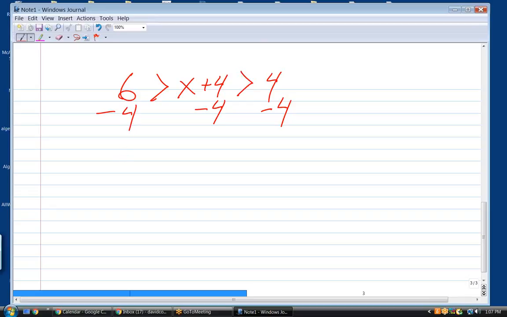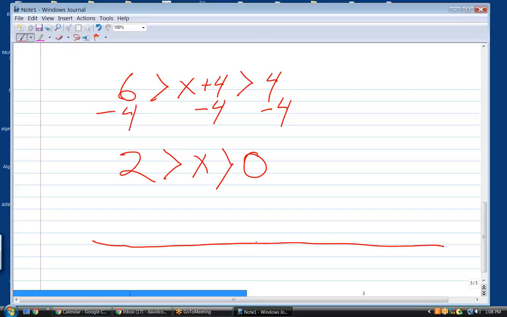Okay, so the left turns into a 2. The middle turns into x, which is what we want. And the right turns into 0. Yeah. So what this says is that x has to be greater than 0 and less than 2. Let's draw a number line, because sometimes these can be helpful in figuring out where x can be. Okay, that's where x can be.